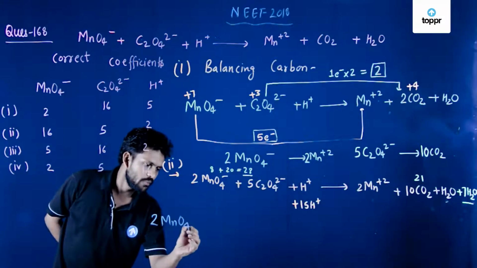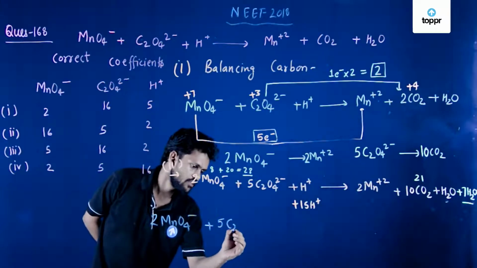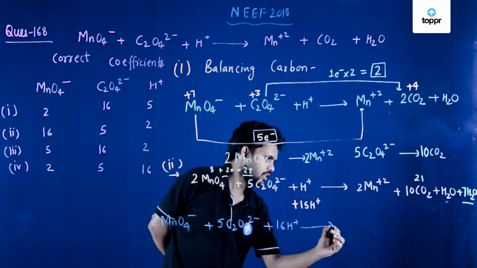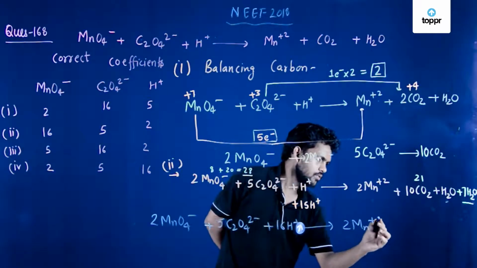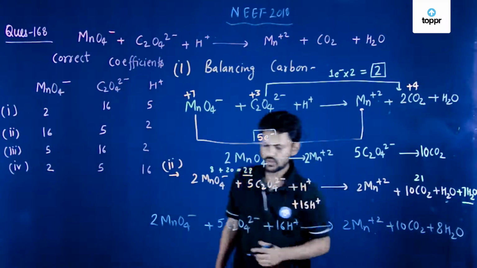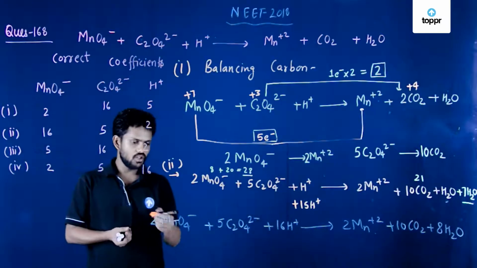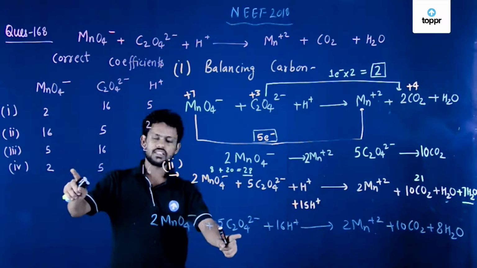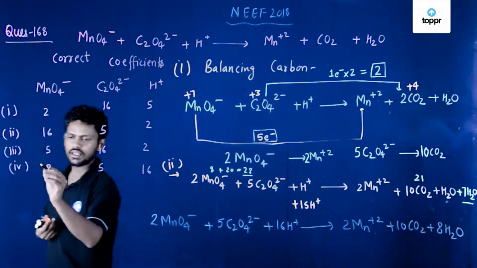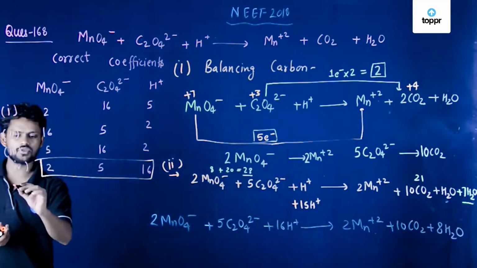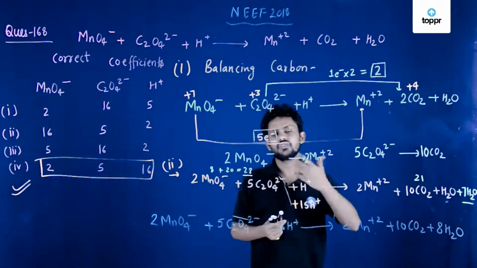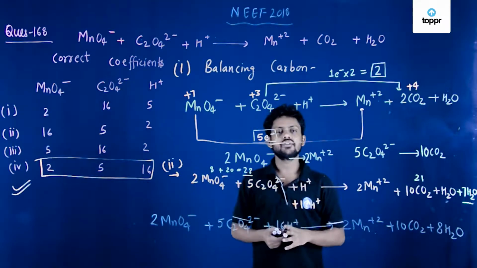So my net balanced reaction is 2 MnO4 minus plus 5 C2O4 2 minus plus 16 H plus giving 2 Mn plus 2 plus 10 CO2 plus 8 H2O. Now you can look for the coefficients. The coefficient for MnO4 minus is 2, the coefficient for C2O4 2 minus is 5, and the coefficient of H plus is 16. So this option is the correct option. In this method of balancing, we have just followed a series of steps. The answer, option number 4, is correct for this question.